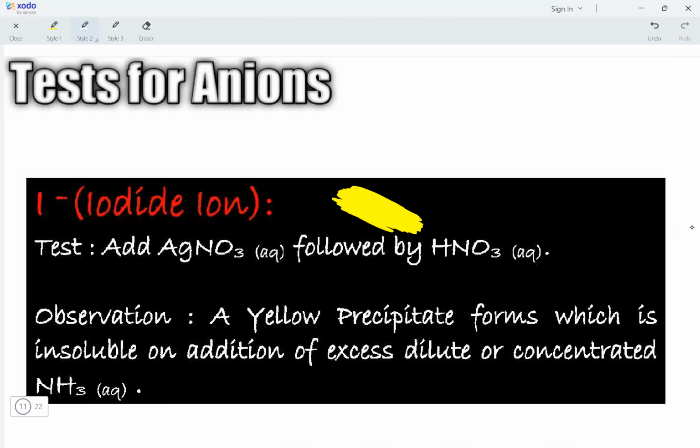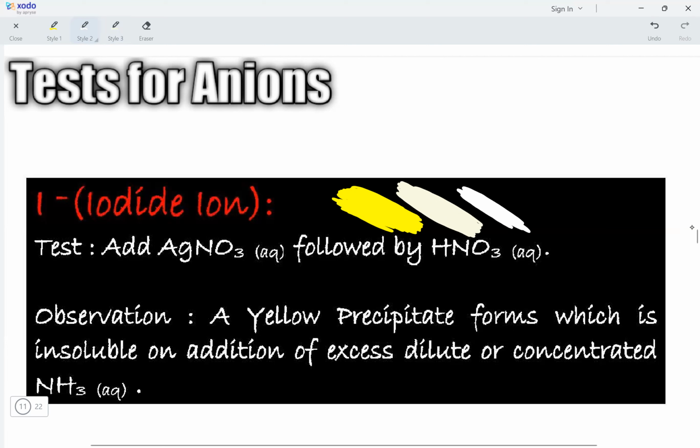This is the color for bromide ions, as you can see here. This is the precipitate for silver bromide that you will obtain. And for silver chloride, it is white.